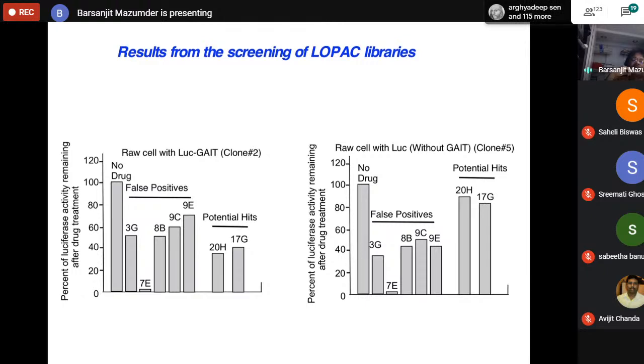These are false positives. However, we identified two compounds. This is showing inhibition, but not showing inhibition when we are using a platform without the GAIT element. So that means these two compounds may have potential. So these are called potential hits. So in this way, we will collect all potential hits after screening of all libraries and then test them in animal model or using cellular model.